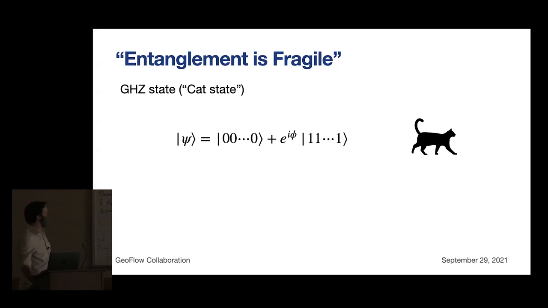One of the things that we learned about quantum mechanics is that entanglement is very, very useful, but often entanglement is very fragile. A really good example of this is something called the GHZ state, or the cat state. This is a many-body entangled state that we've all written down before, I'm sure. It has this phase factor in here that contains some information, and it's really useful for measuring things. Unfortunately, this phase just gets destroyed by any single local measurement of any one of these qubits, and so that completely collapses this state.